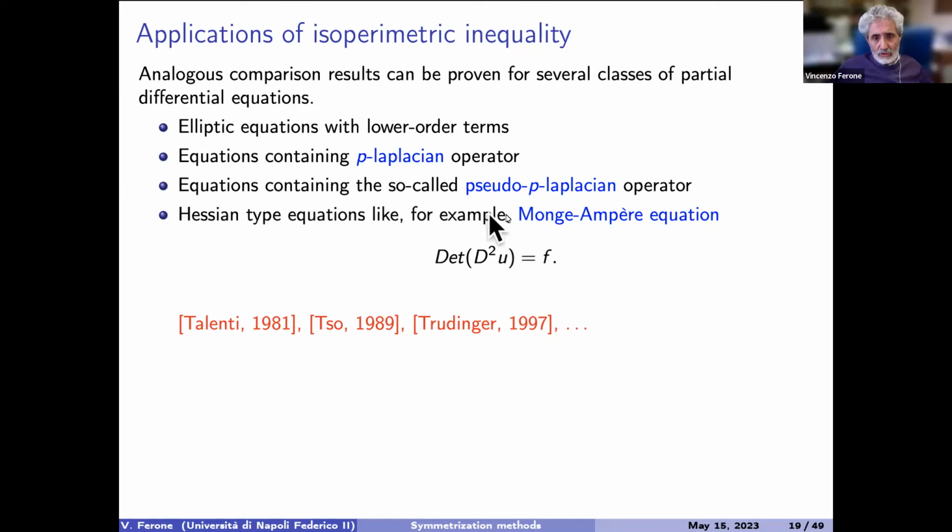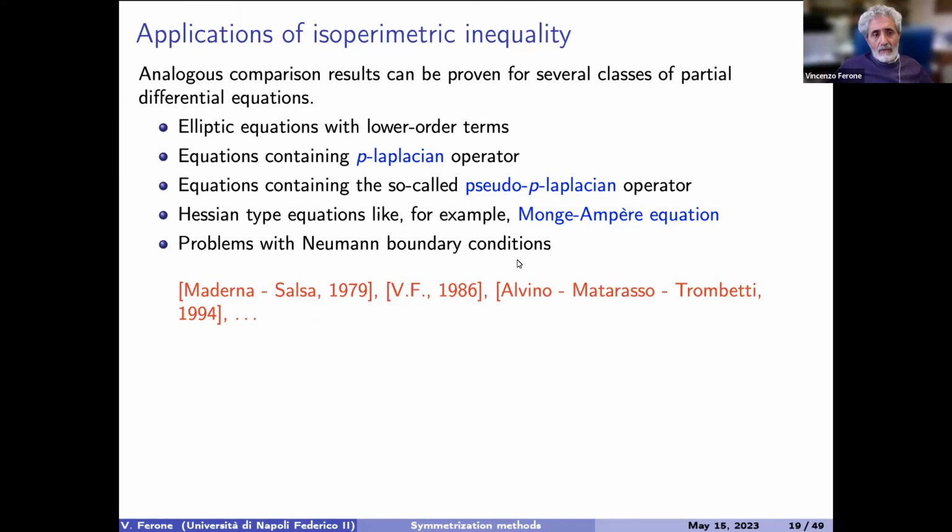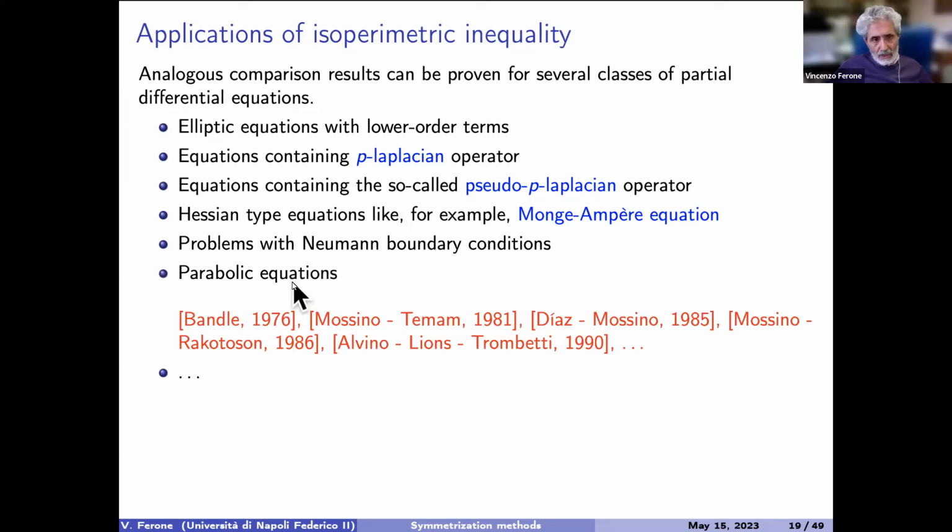Then it has been used also for the Monge-Ampère equation. I have to say that in the simplest case, you have to rearrange with respect to perimeters in this case. It has also been used for problems with Neumann boundary conditions, for parabolic equations, and so on. So I would like just to say a few things about elliptic equations with lower order terms and about parabolic equations, which are in some sense related.